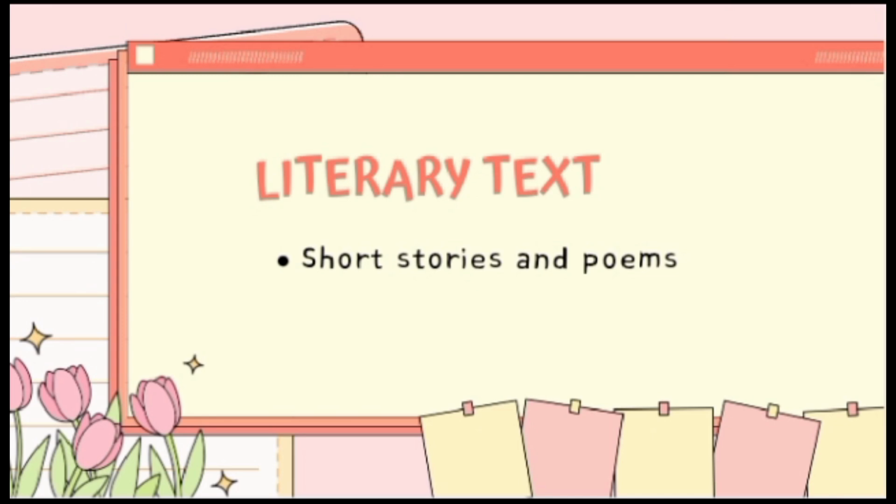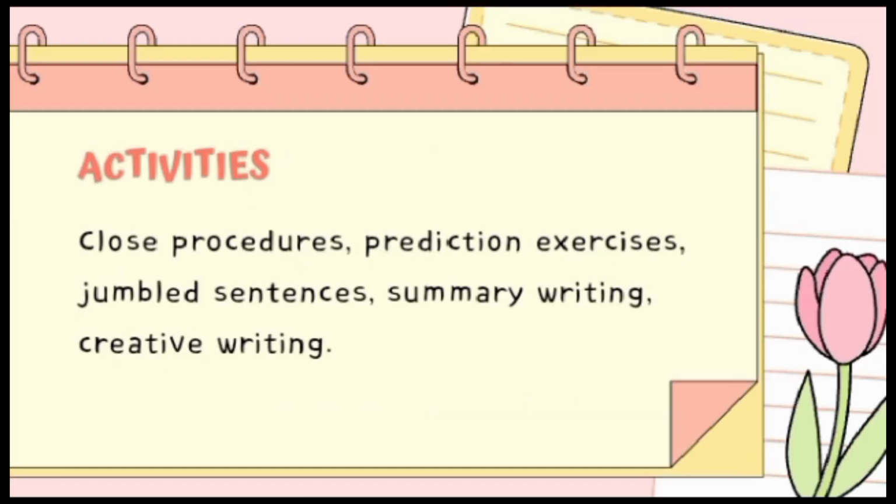So, in this model, how are we going to develop the language proficiency or the language skills of the students? Of course, through a series of language practice activities. First, the cloze procedure, prediction exercises, jumbled sentences, summary writing, creative writing, and role play. These are some activities that we can integrate in teaching literature using the language model.